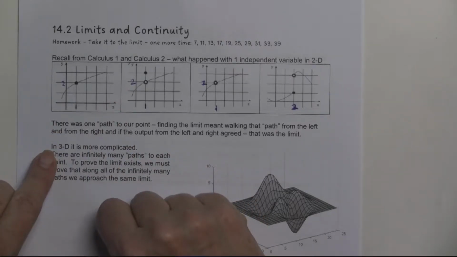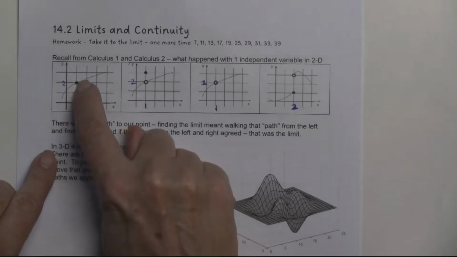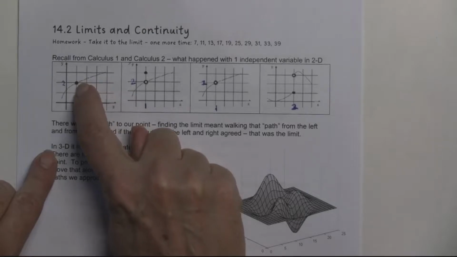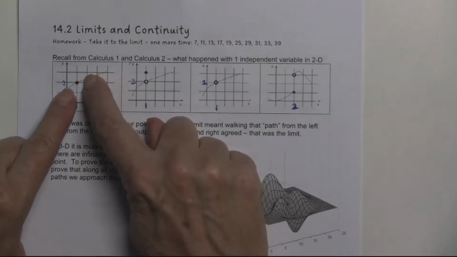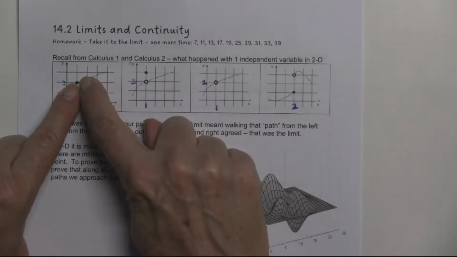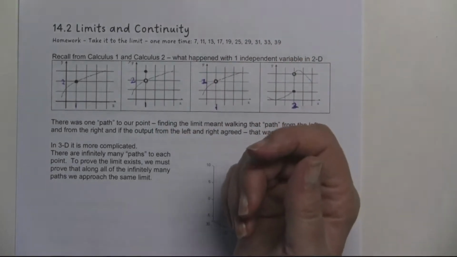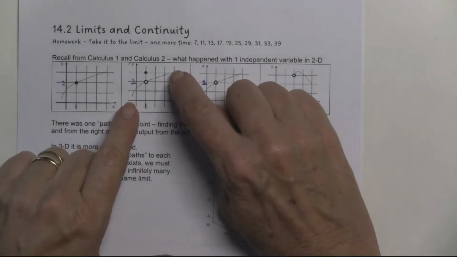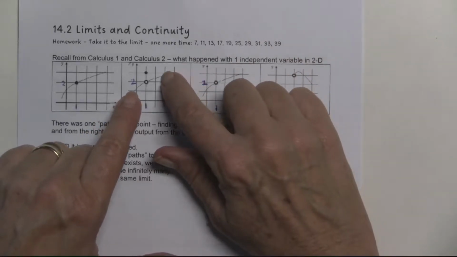Finding the limit meant walking the path, this one path that goes through our point. We would walk that path from the left and from the right, and if our heights were the same from the left and from the right, that was our output, then that was our limit. Here the limit exists and it's 2. And it didn't make any difference what was happening at the point x is 1 itself.